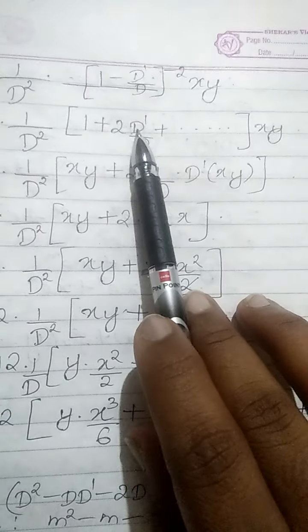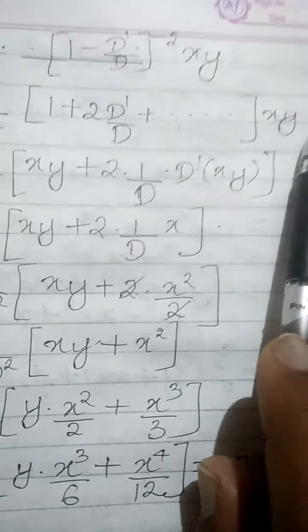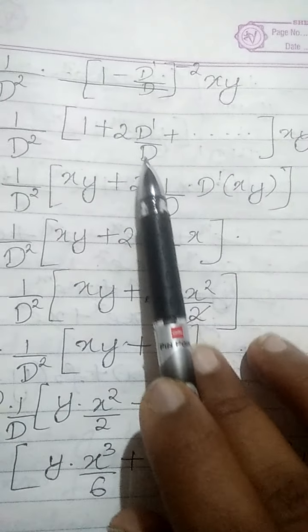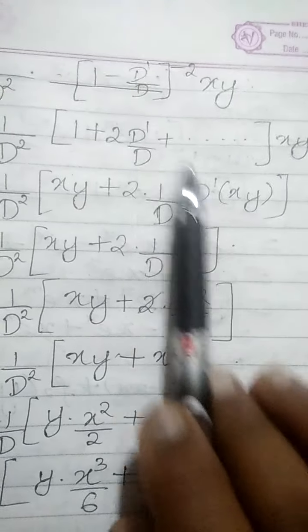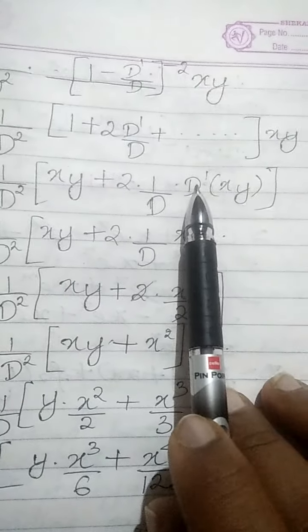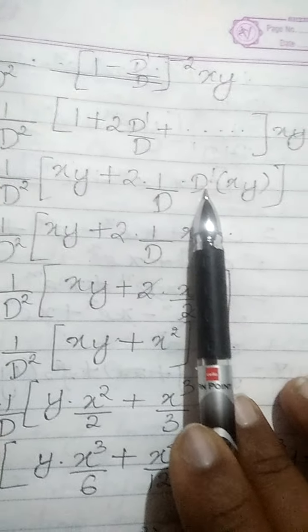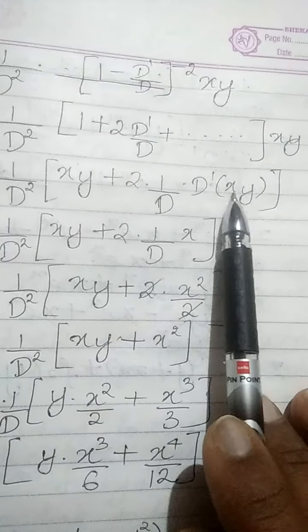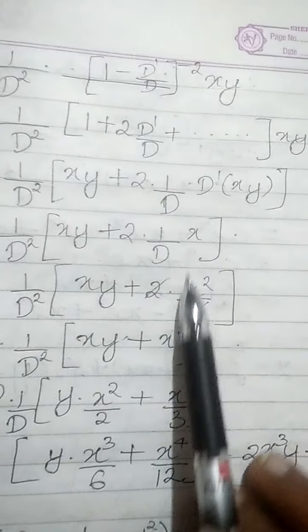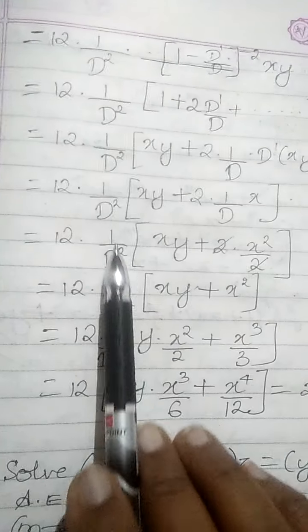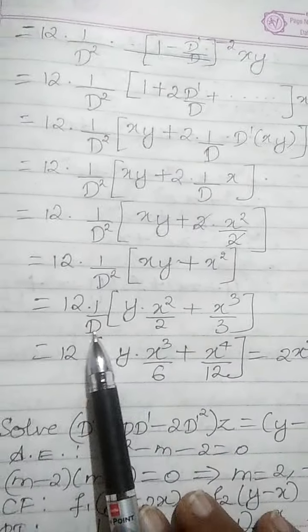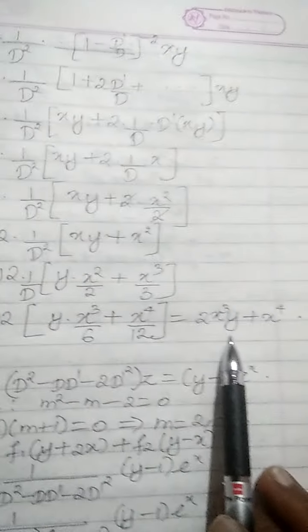When we are applying, we should apply the numerator operator first and then apply the denominator operator. That is, first we should differentiate and then we should integrate. So d dash of xy. D dash means partial derivative with respect to y. Of this function xy it will be x. And then integrate x, it becomes x square by 2. Again we have 1 by d square outside, which means integrating the function twice. So we should integrate the function twice and we get the solution 2x cube y plus x power 4.